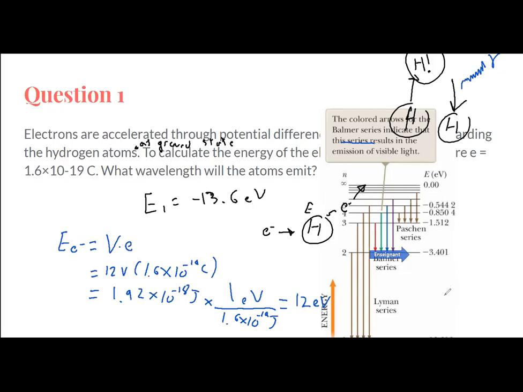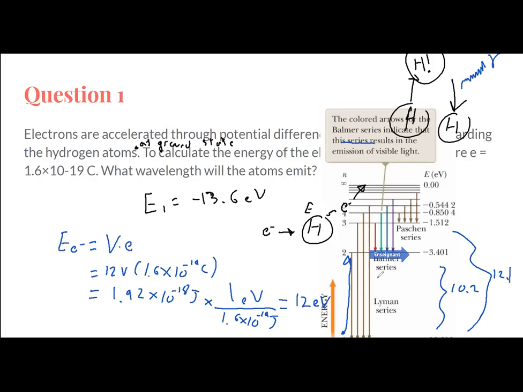basically, because the difference between these two levels is basically what is it, 13.6 minus 3.4. The difference between these two levels is 10.2, while 13.6 minus 1.5, the difference between the third level and the first level, is 12.1. So with only 12 electron volts from the electron, you can only have enough energy for the hydrogen atom to jump up to the second state.